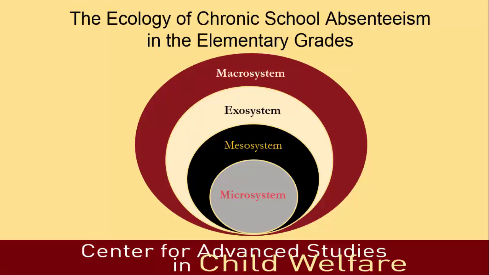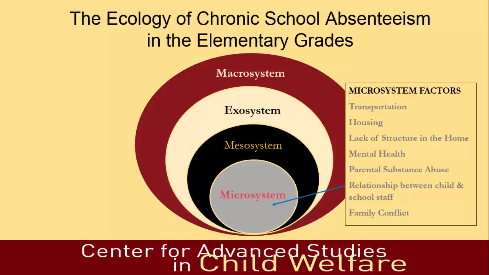One way to think about the complex nature of chronic school absenteeism in elementary-age students is to consider the factors contributing to absenteeism in terms of Bronfenbrenner's ecological systems theory. This theory presents different levels of environmental context that can be used to understand development: the microsystem, mesosystem, exosystem, and macrosystem. The next 4 slides will describe how each of these levels can be used to organize the factors contributing to chronic absenteeism in elementary-age students.